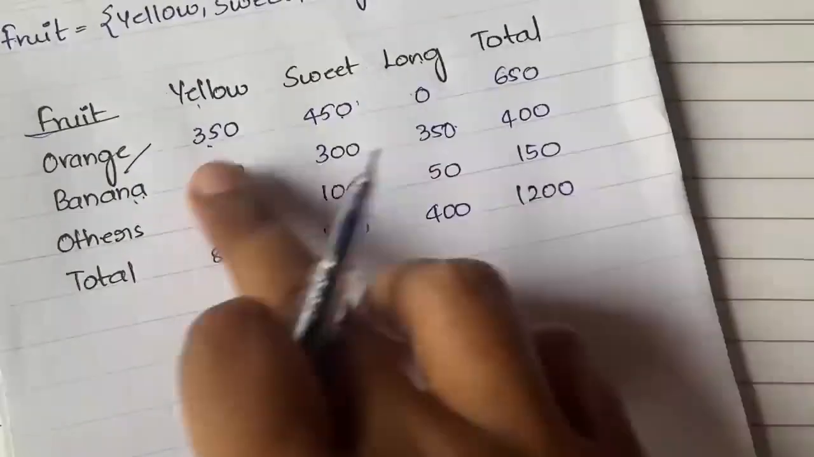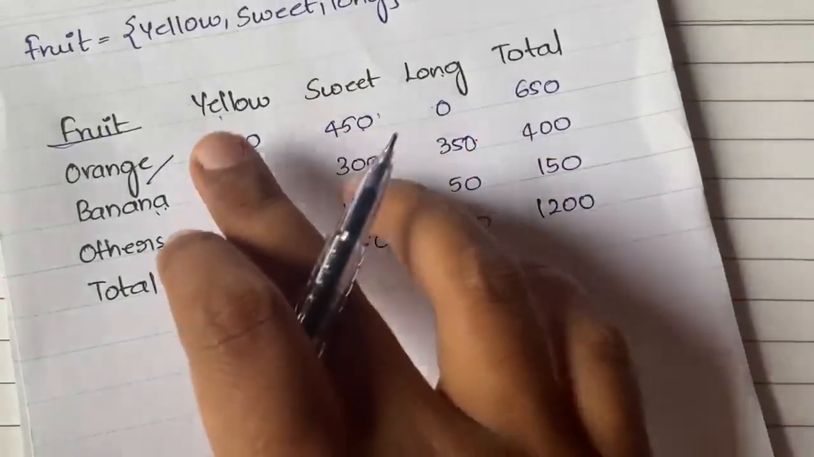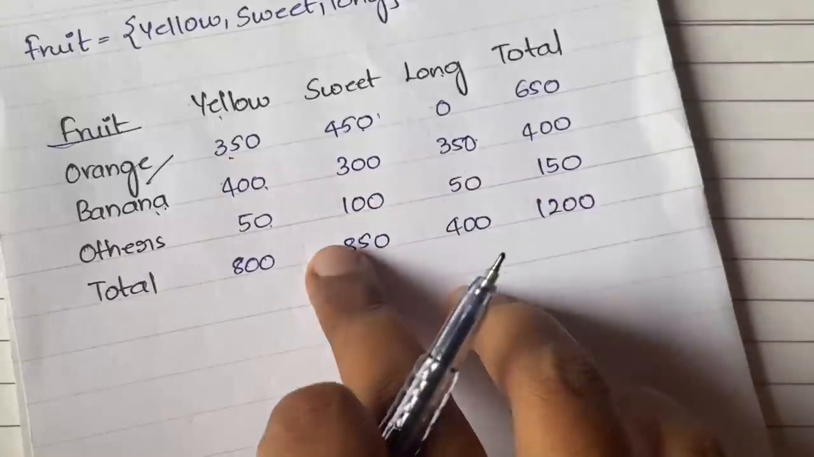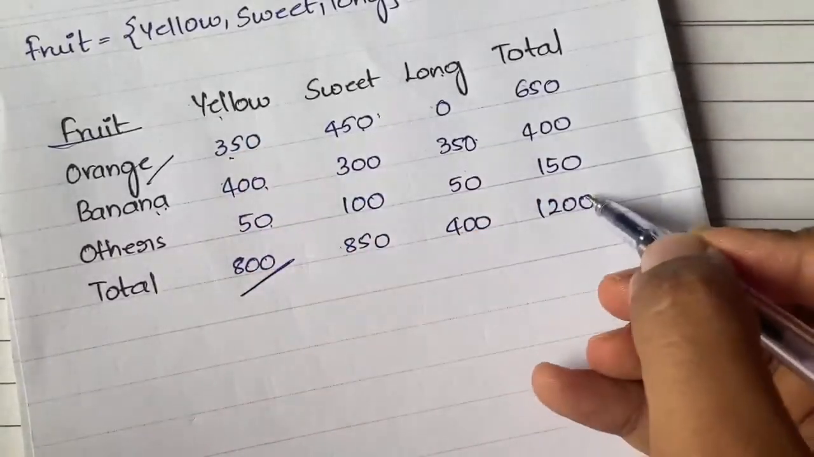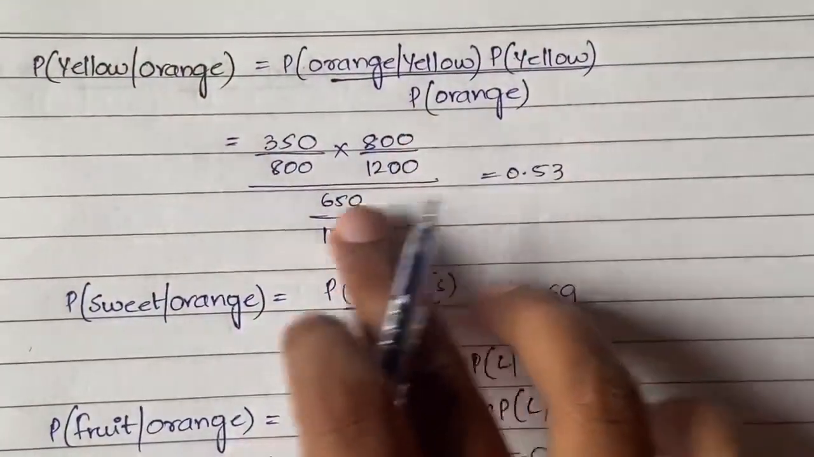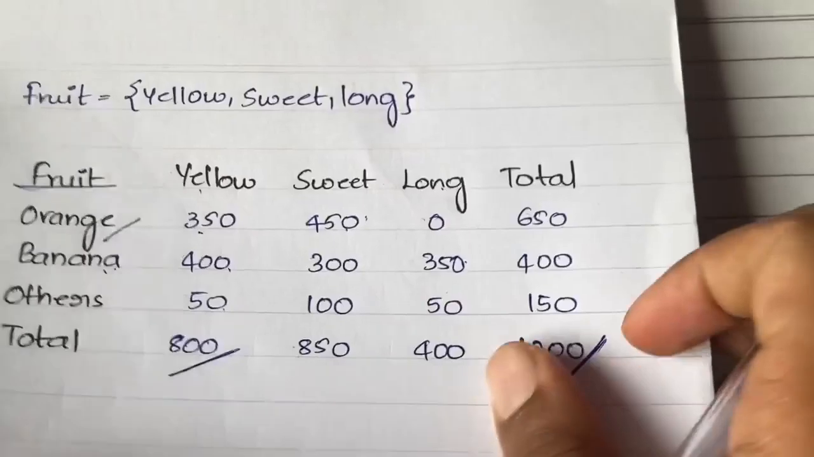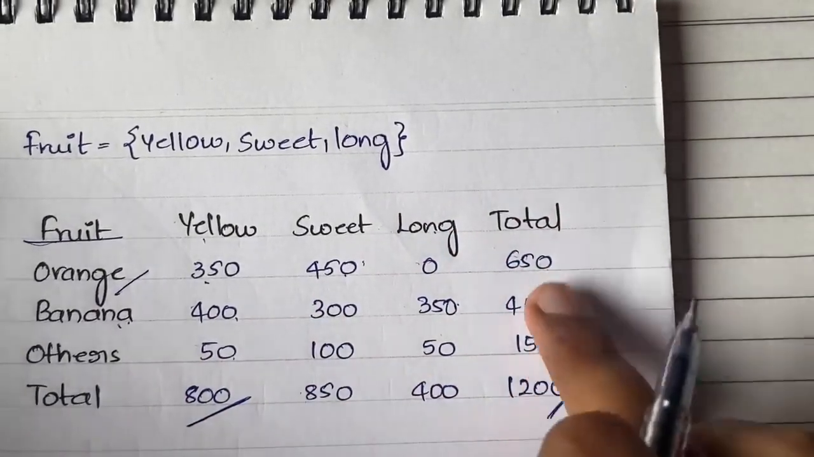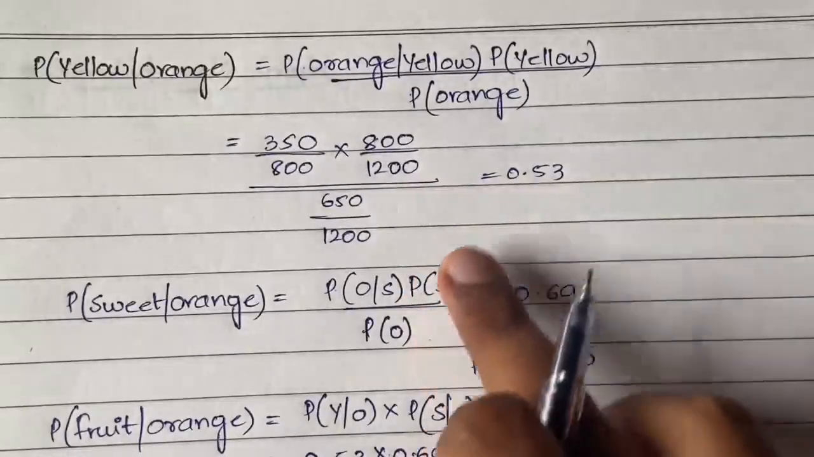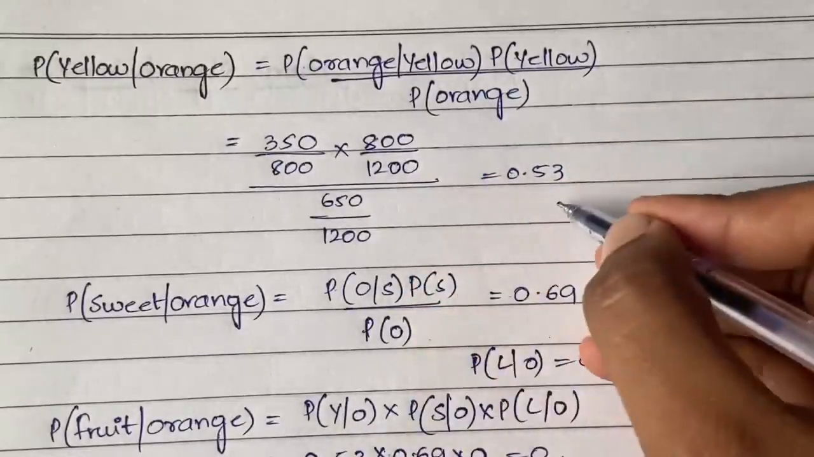So probability of yellow is nothing but the number of yellow by the total fruits, right? So how many yellow fruits you have? 800 yellow fruits you have. And what is the total number of fruits you have? 1200. So it is 800 by 1200 divided by P of orange again. So how many oranges you have? 650. And what are the total number of fruits you have? 1200. So 650 by 1200. In the same way, if you do this, you'll get the answer as 0.53.